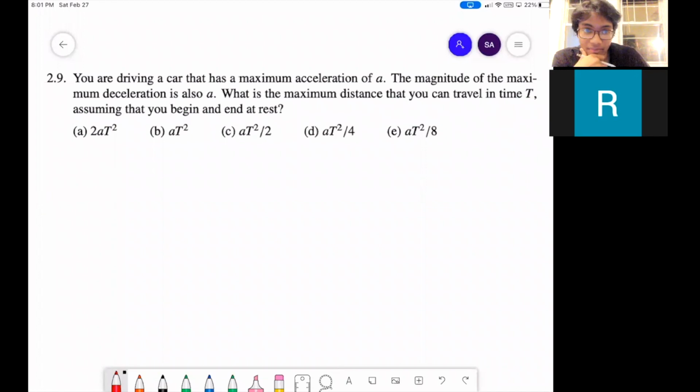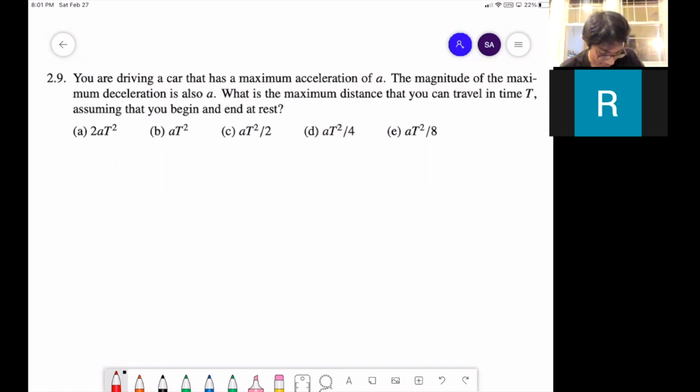Let's check out the next episode of physics. Let's read the problem. You're driving a car that has a maximum acceleration of a. For a Tesla, that's about, I don't know actually, maybe 10. Now, the magnitude of the maximum deceleration is also a. What is the maximum distance that you can travel in a time kappa t, assuming that you begin and end at rest?